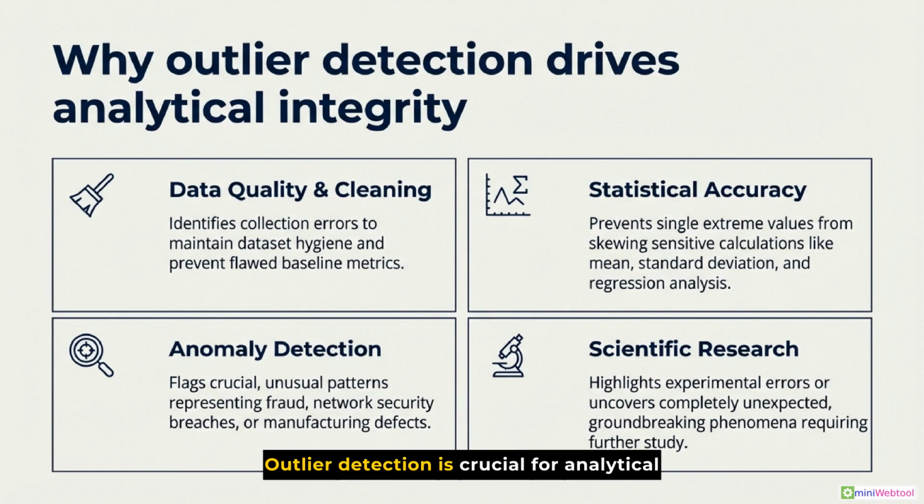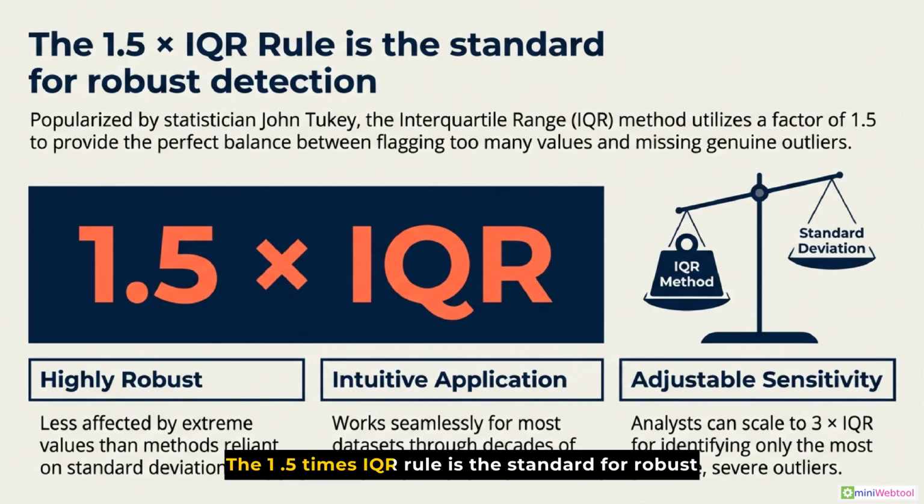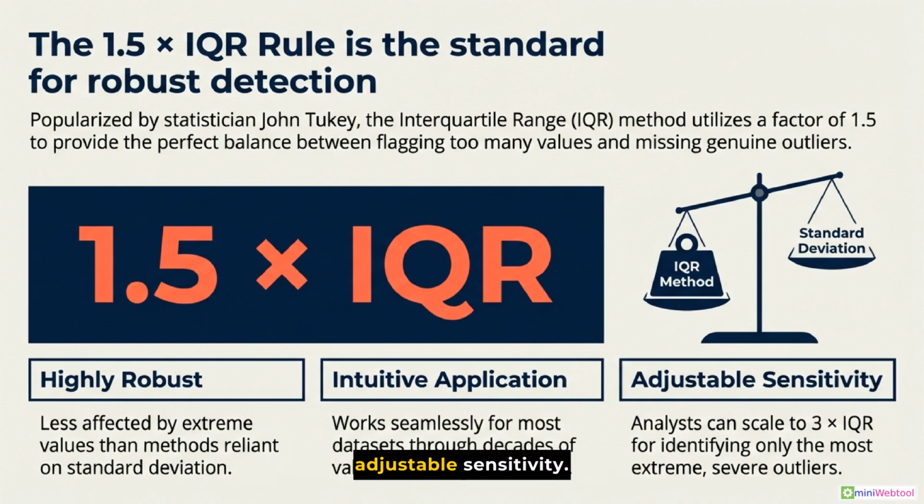Outlier detection is crucial for analytical integrity. It drives data cleaning, ensuring statistical accuracy, supporting anomaly detection, and verifying findings in scientific research. The 1.5 times IQR rule is the standard for robust detection, balancing the need to flag genuine outliers without overflagging. It is highly robust, intuitive, and allows for adjustable sensitivity.